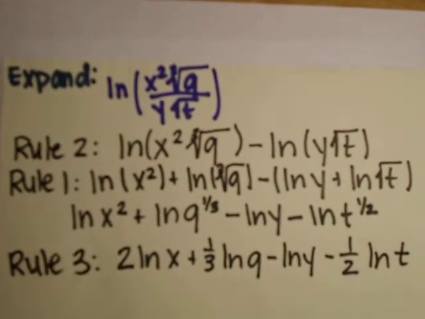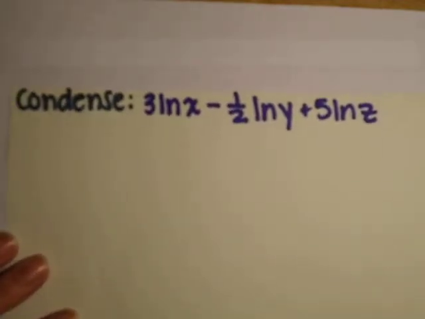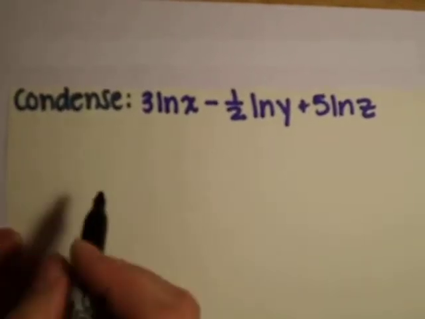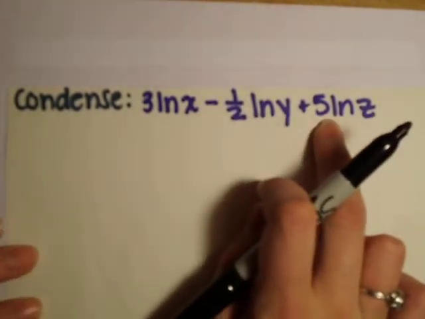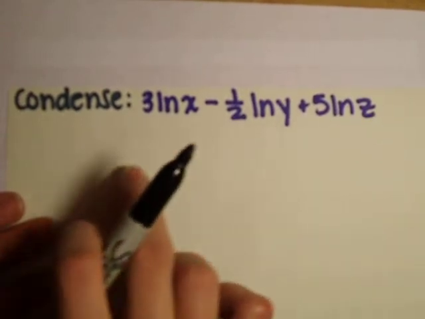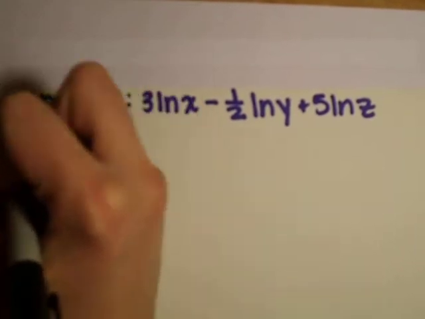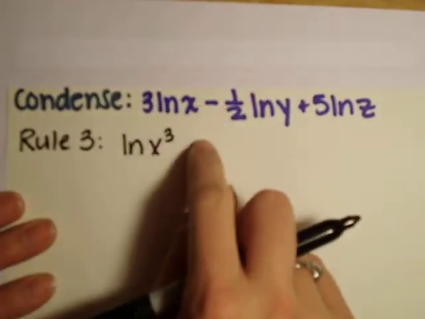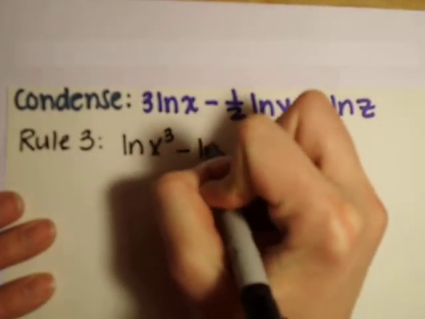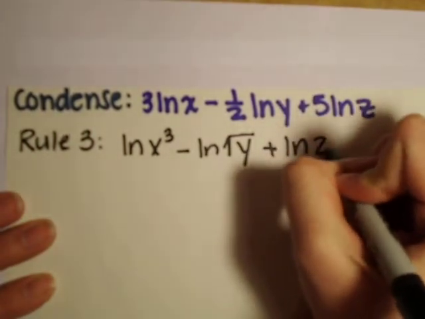So now that we've expanded logarithms, let's try some examples condensing logarithms. We're going to use our same rules. So to start, we see we have subtraction and addition as well as coefficients. So we're going to start with the coefficients to make them exponents. So we'll start with rule 3. So we'll be left with natural log of x cubed, bring this up, minus the natural log of the square root of y plus the natural log of z to the 5th.